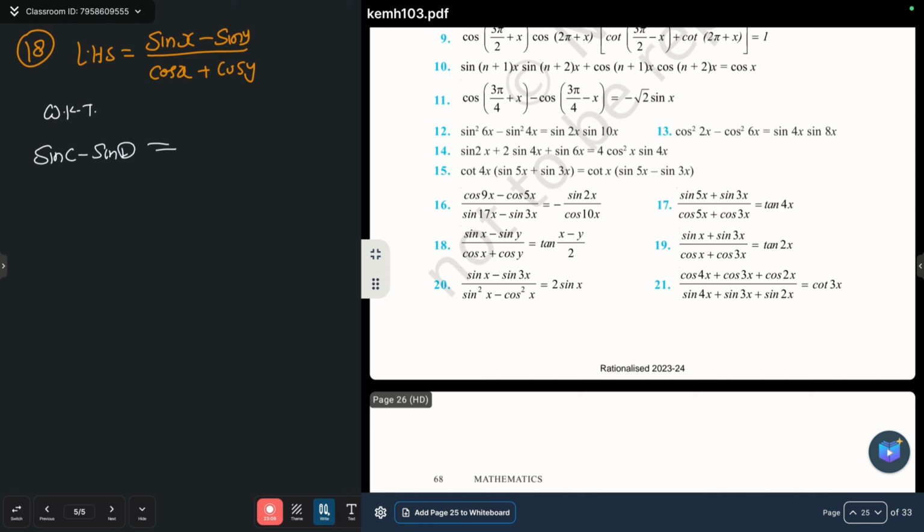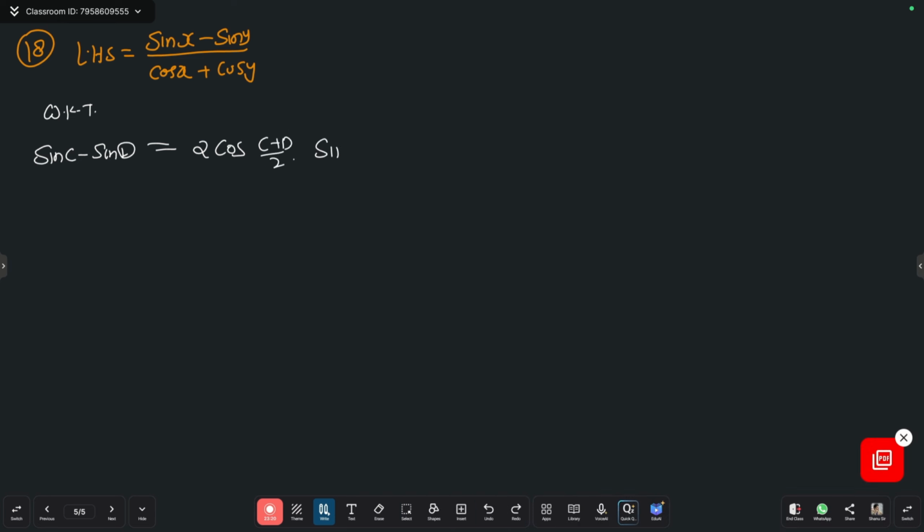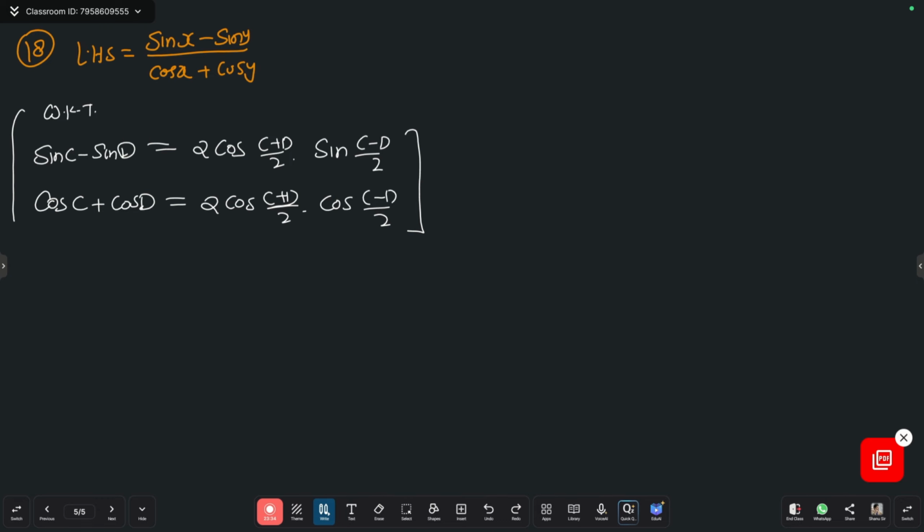Write the formula again. Do not get bored of writing again and again, because these will give you marks. Sin C minus sin D is 2 cos (C plus D) by 2 into sin (C minus D) by 2, and cos C plus cos D is 2 cos (C plus D) by 2 into cos (C minus D) by 2. Now let's apply the formula.